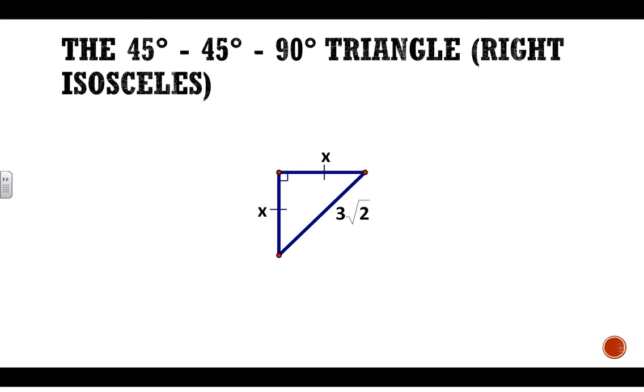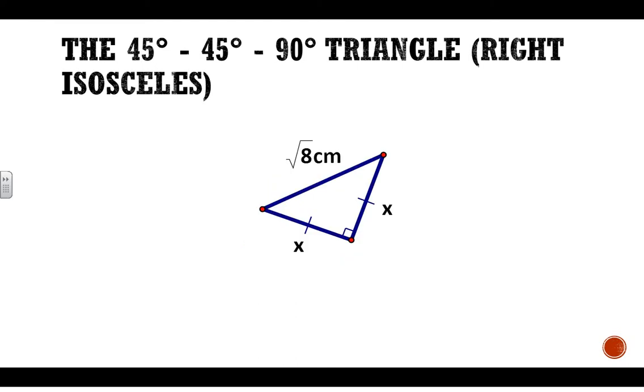Same thing's going to happen here. I have 3 radical 2. I'm going to divide it by radical 2 because I'm going from the hypotenuse to the leg. And I get 3. If that side's 3, the other side's 3.